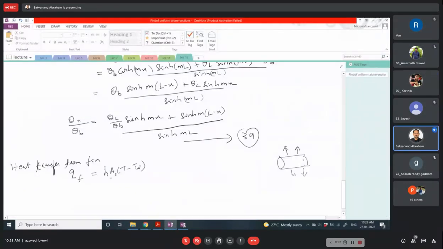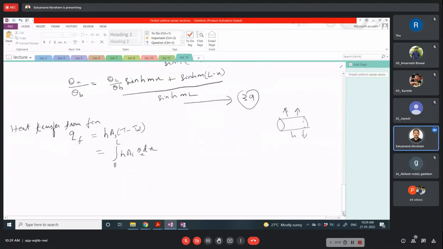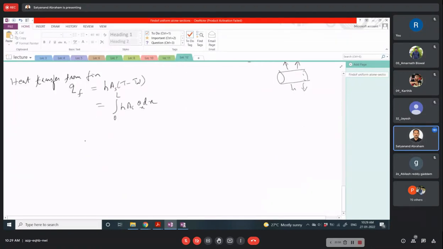So what do you think? Can we simply write hA(T minus T infinity)? We cannot write that because T is changing along x, sir. So what we can write is, from x is equal to 0 to L, h times theta into dx. So you have to integrate it from 0 to L. That is a bit involved. Obviously we can do that, there is no issue in that.